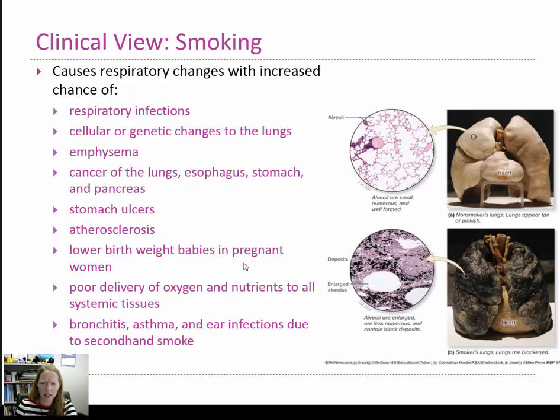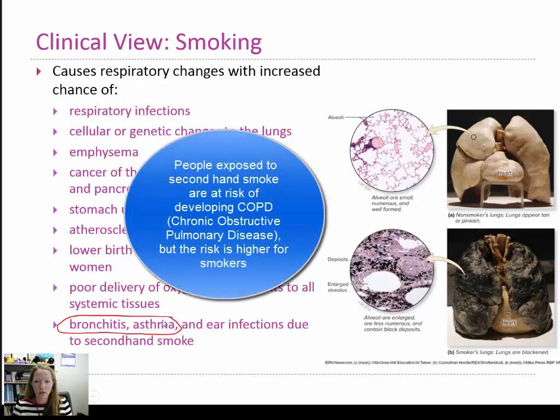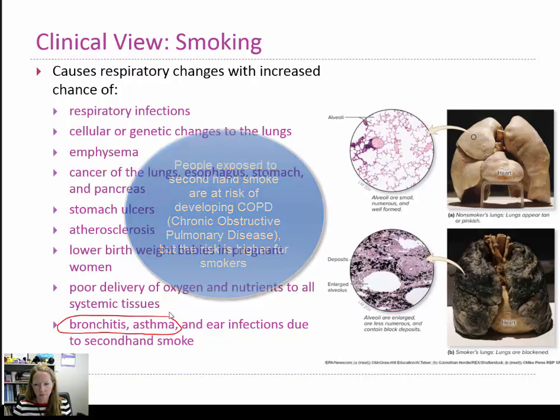If you smoke while you're pregnant, it causes a lower birth weight. We already talked about the poor delivery of oxygen. And look at all of the different issues that are going to occur here with smoking. Bronchitis, asthma, which can lead to COPD, ear infections. This is just taking a look at what can happen from secondhand smoke. But make sure you know that people that smoke themselves are going to be more prone to bronchitis and asthma.